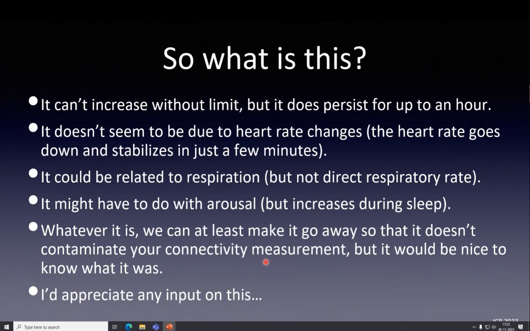And the engineer in me says that it doesn't matter, as long as you can make it go away, it's not as important that you know what it is. But people are weird that way. They're like, if you see this big signal, what could it be? So I was hoping that this group might have some ideas about that. I can't think of a better group to ask.